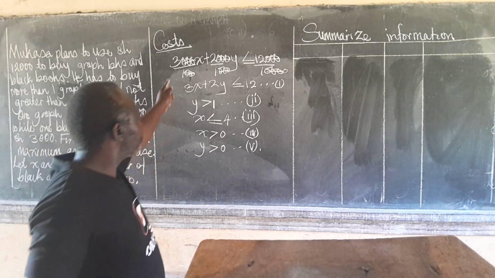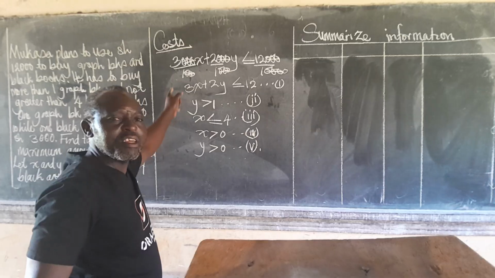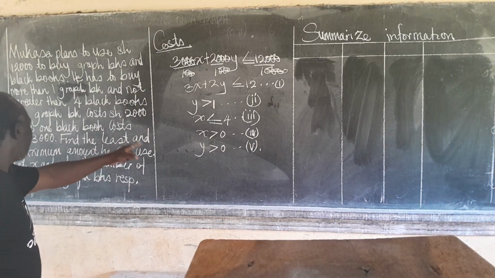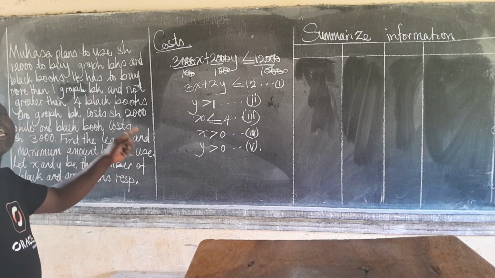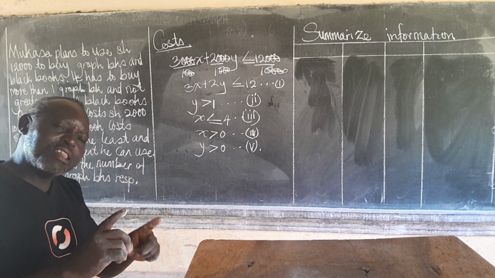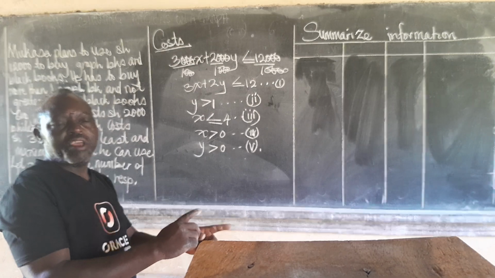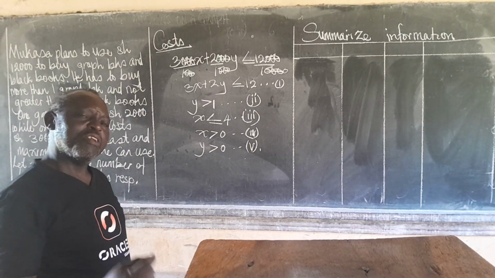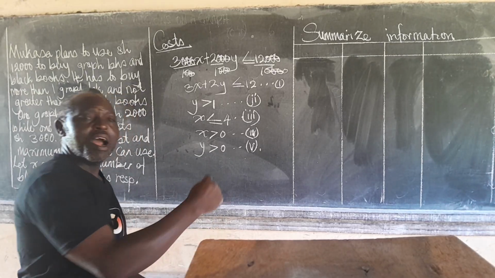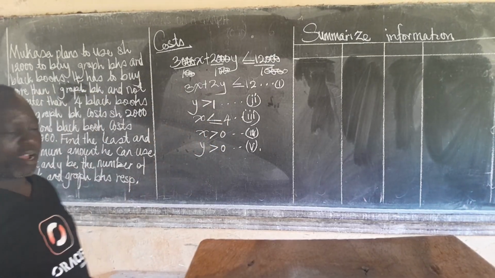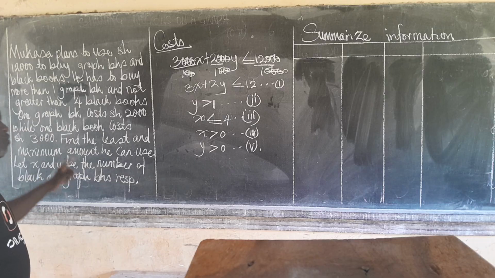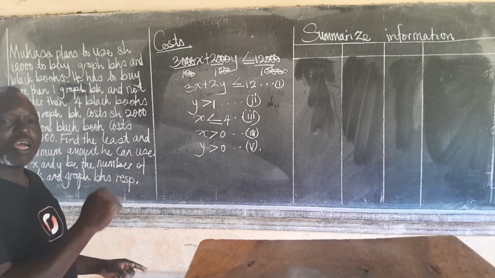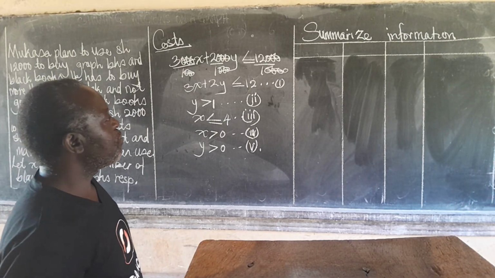Then, having got this information, we have been told to find the least and the maximum amount you can use. Therefore, the least and the maximum amount is the objective function we have to look for. We said that within the objective function, we have the maxima and the minima. When it comes to the minimum, we are looking for the minima, and when it comes to the maximum, we are looking for the maxima.